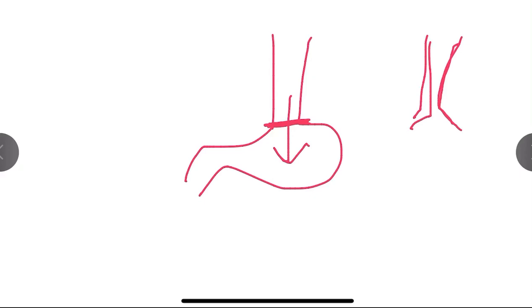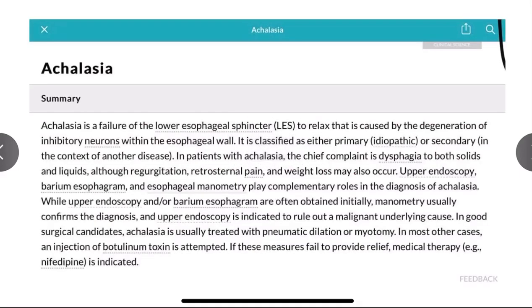So what will happen? There will be regurgitation, there will be retrosternal pain. Let's see the chief complaint. Dysphagia will be there, difficulty swallowing both solids and liquids. Regurgitation will be there, and retrosternal pain will be there just behind the sternum, and the patient will feel a lot of pain. Okay, and weight loss will be there. Why will the weight loss be there? Because the food content is still in the esophagus and it is not moving into the stomach.